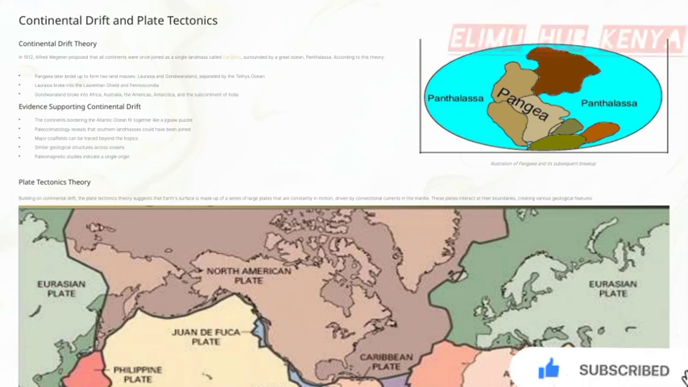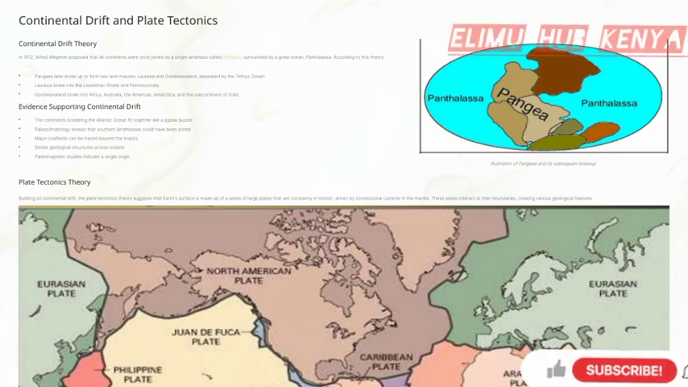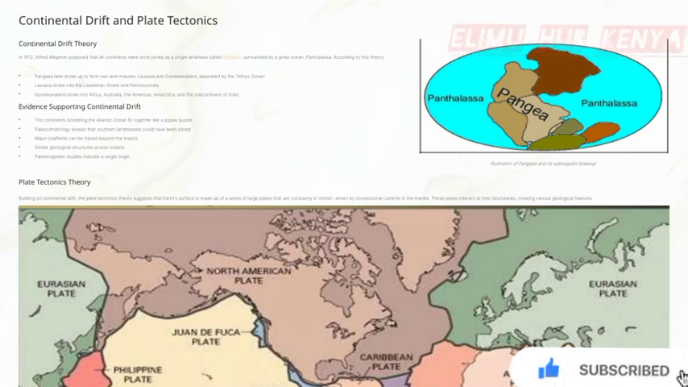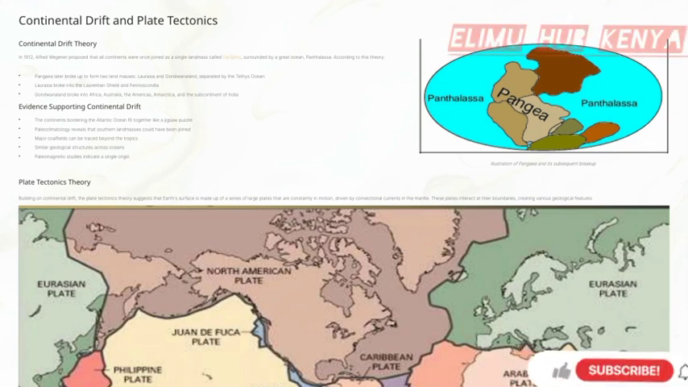Additionally, paleomagnetic studies, those are studies of ancient magnetic fields recorded in rocks, indicate that the continents share a common origin. And there's a great illustration showing Pangaea and its subsequent breakup, which really visualizes this process. Building on Wegener's ideas, the plate tectonics theory offers a more detailed explanation.